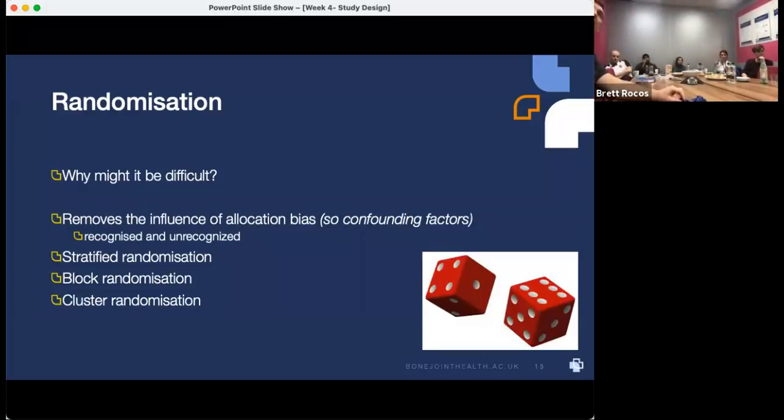Okay, and the idea is it removes the influence of allocation bias, this idea that, well, I just believe Dan's going to do better with his ACL injury following physiotherapy. Don't know why, just because. Okay, and you're going to do better with surgery because, I don't know, you're under the care of someone who I think is really good at it. You remove that allocation bias so you control those confounding factors.